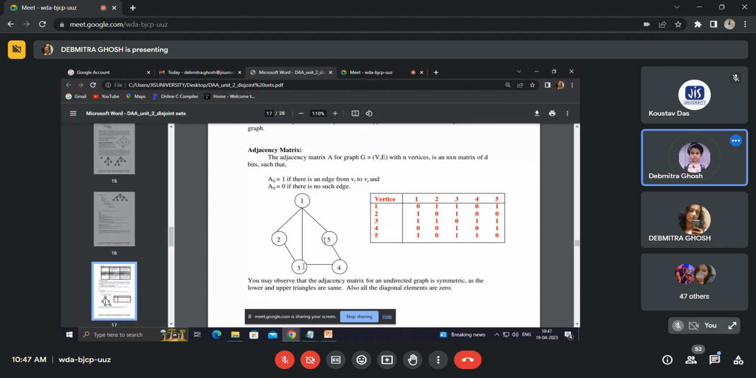Then 3. From 3 to 1, yes, there is a connecting edge, 1. 3 to 2, yes, there is another connecting edge, 1. Now 3 to 3, nothing is there, so it will be again a 0. Then 3 to 4, yes, there is a connecting edge, so you give 1 over here. And from 3 to 5, it will also be a 0.